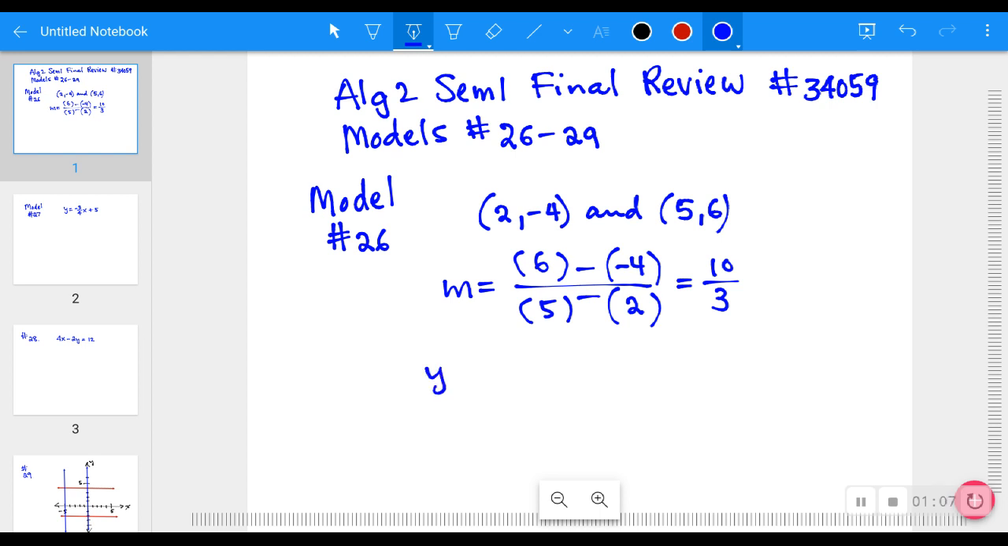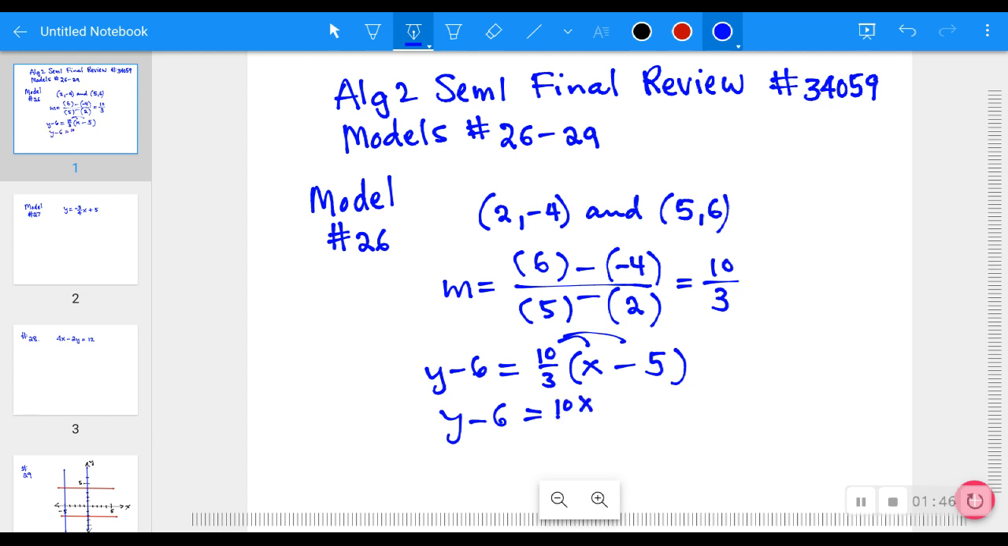And then we're going to put that in our point slope form. And lastly, we're going to have to convert it into slope intercept form. So let's see. Let's use this 5, 6. The opposite of 5 is negative 5, and then negative 6 goes in for the y1, and your slope is 10/3. So we'll start by distributing here.